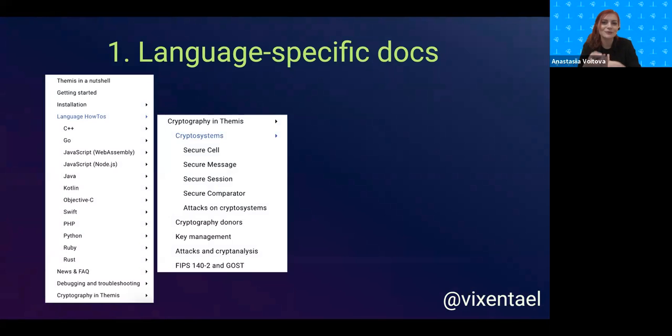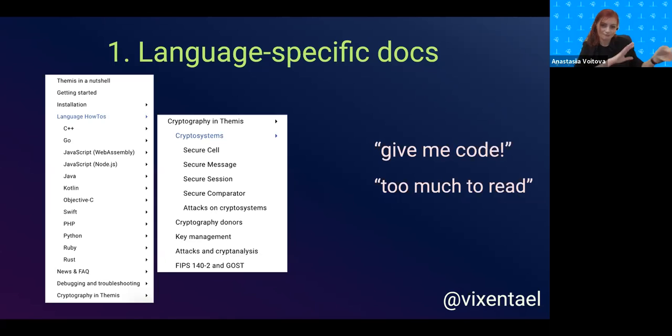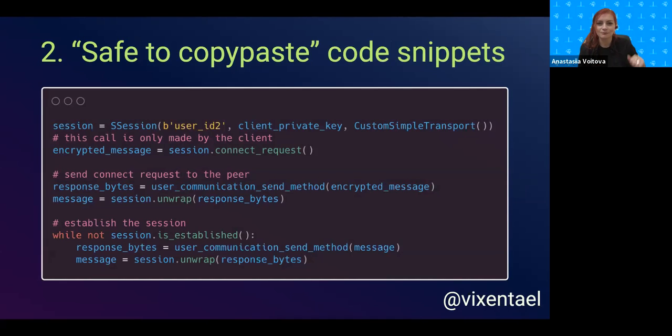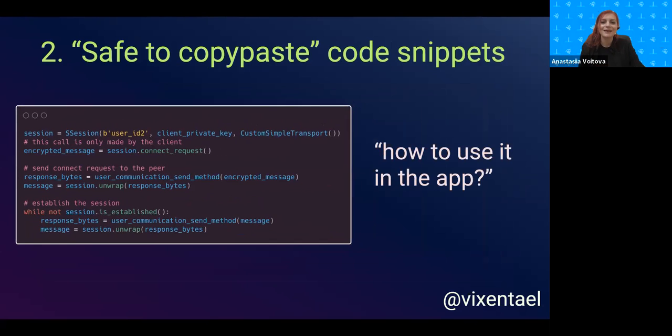All these tests are still not enough to work with users, because users have complaints, because users open issues in GitHub asking a lot of questions. So in Themis, we have a lot of docs, huge public docs that explain how it works for all these nice languages. However, sometimes docs are enough, but sometimes users say, I don't want to read docs, I want to copy paste code. Okay, we say, let's put safe to copy paste code snippets into the docs. Right now you can copy paste code, but users say, I need to copy paste this code, but I don't understand how to use it inside my application.